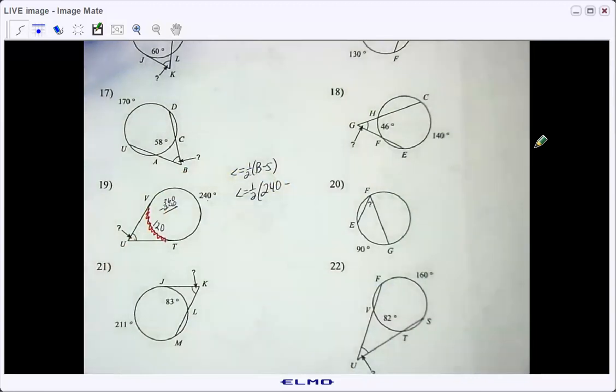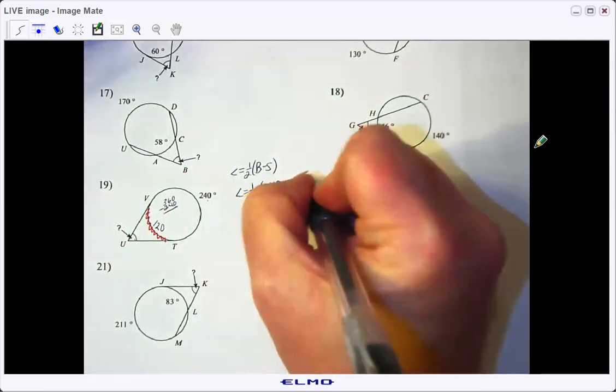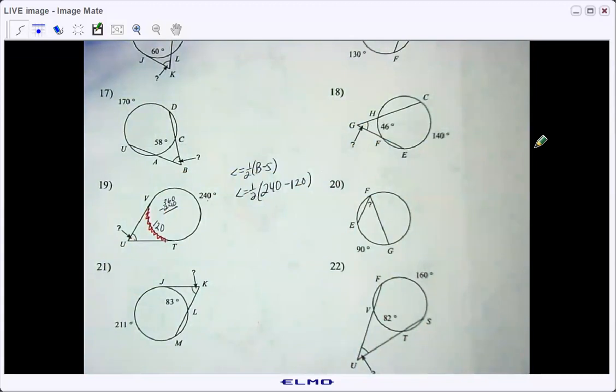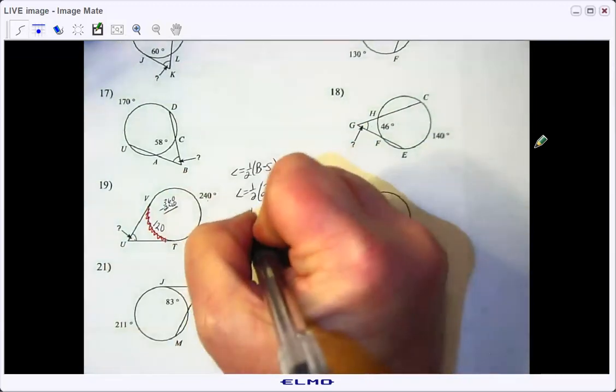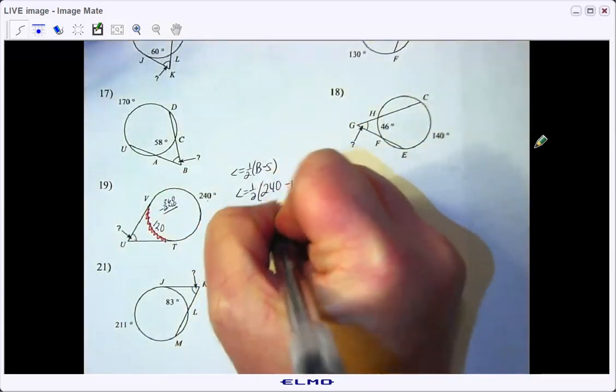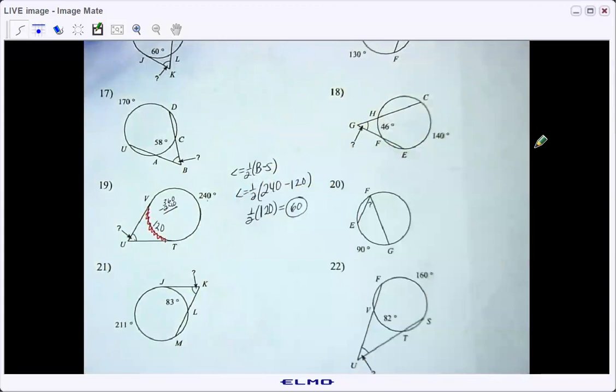So now I can finish the problem. Sometimes we have to stop and think about, okay, I'm missing something. How do I find that? And then use what we've learned before. So we have half of 120, which is simply 60.